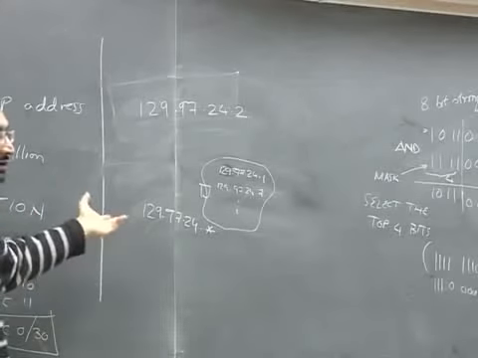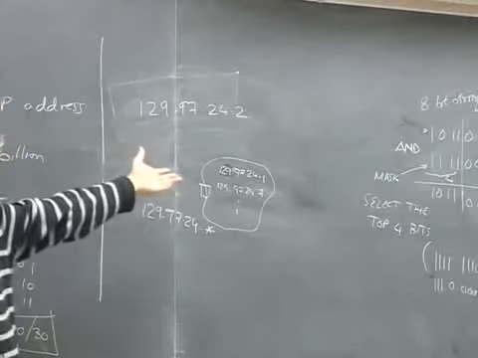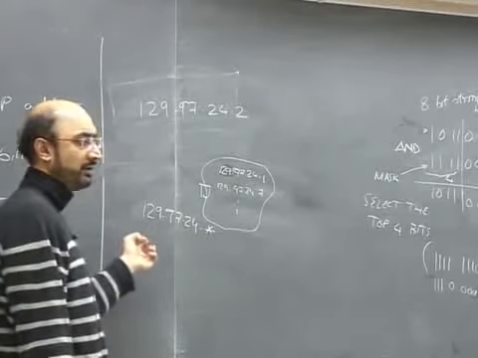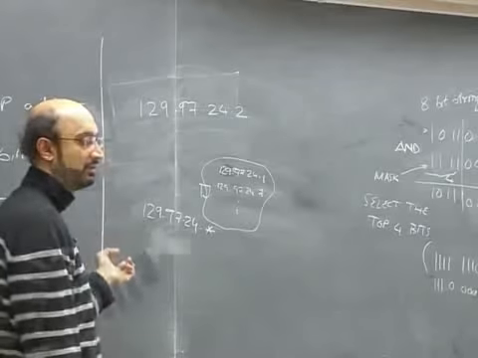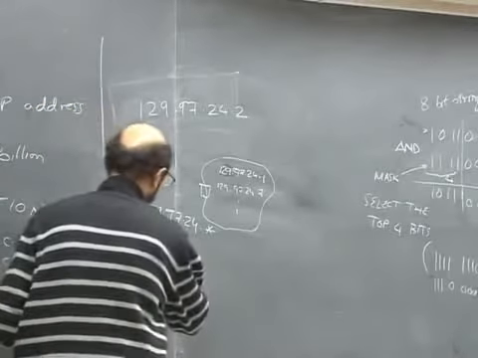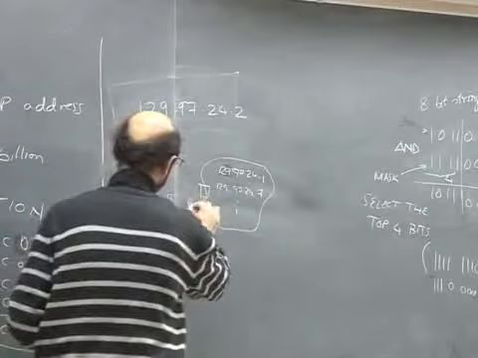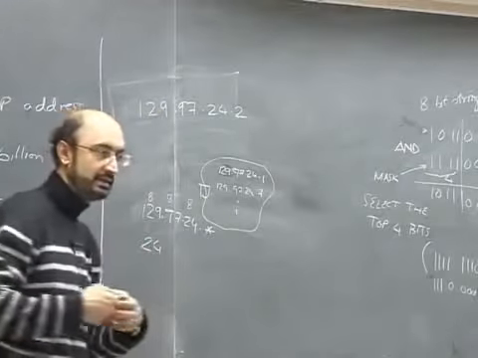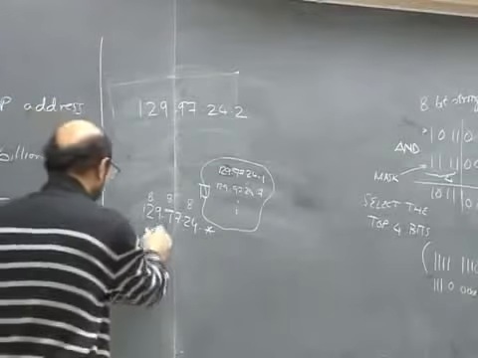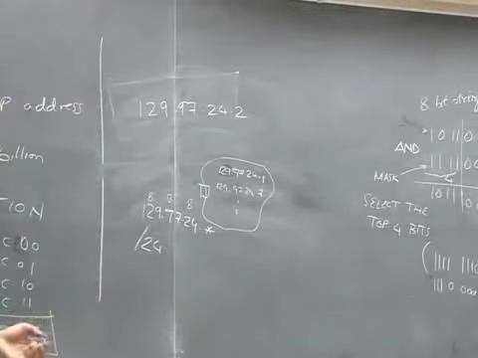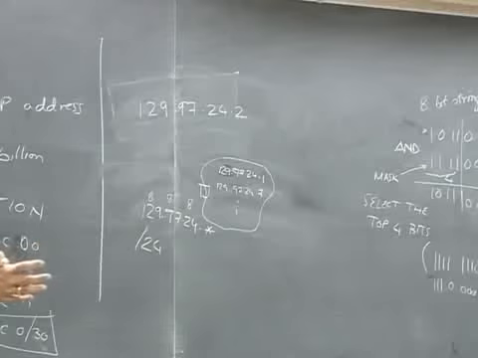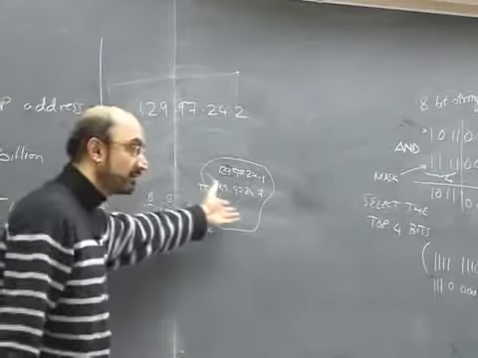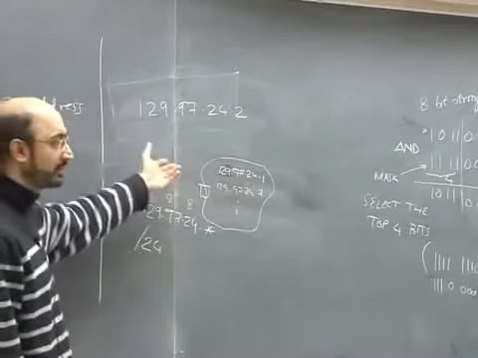So I want to refer to all of them, and I want to use my mask notation. How many ones will I have in this mask? 24, right? Because this is 8 bits, this is 8 bits, this is 8 bits, 24 bits. So I call this a network. The jargon is that this is a /24 network, which means that the first 24 bits are common to all the IP addresses in this subnet, in this network.